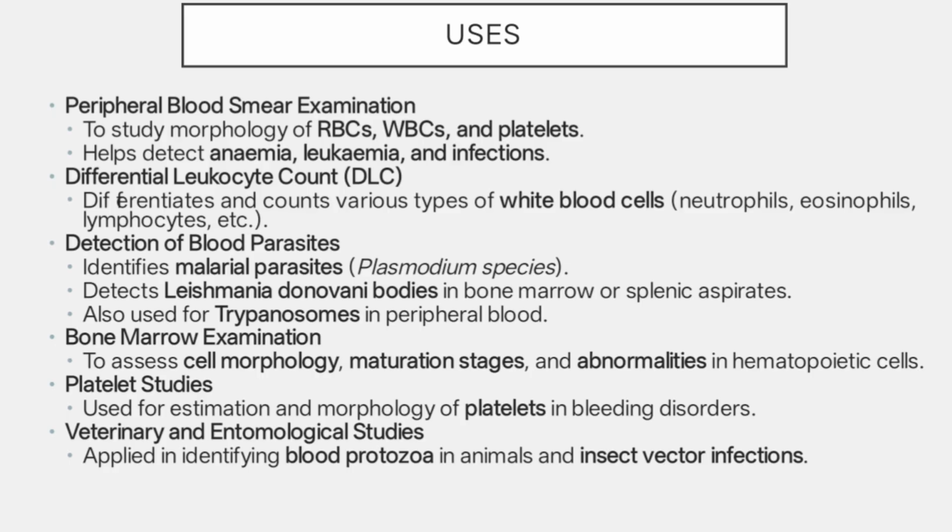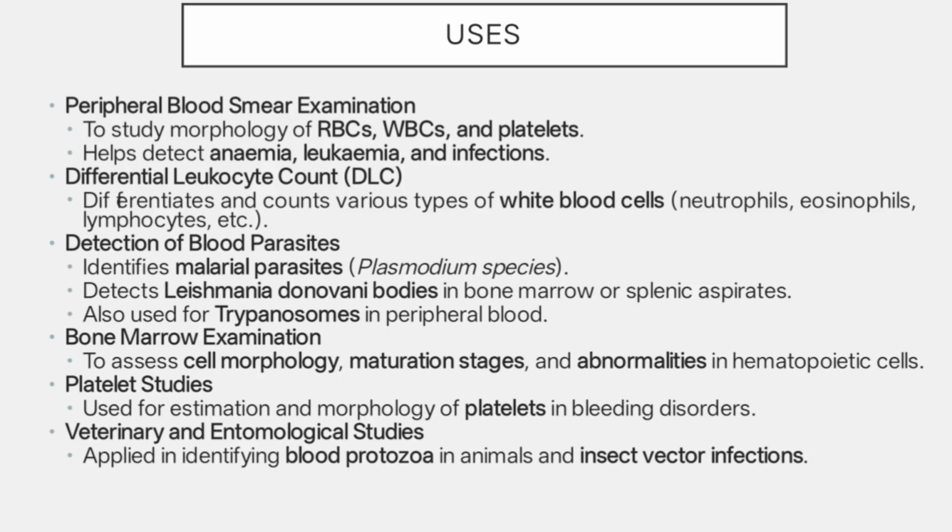What are the uses? Leishman stain is used for peripheral blood smear examination to study the morphology of RBCs, WBCs and platelets. It helps to detect anemia, leukemia and infections. Differential leukocyte count, we can do differential counts of various types of WBCs. Detection of blood parasites, for example malarial parasites, that is Plasmodium species, and it also detects the Leishmania donovani bodies or LD bodies in bone marrow or splenic aspirates. Also used for trypanosomes in the peripheral blood.